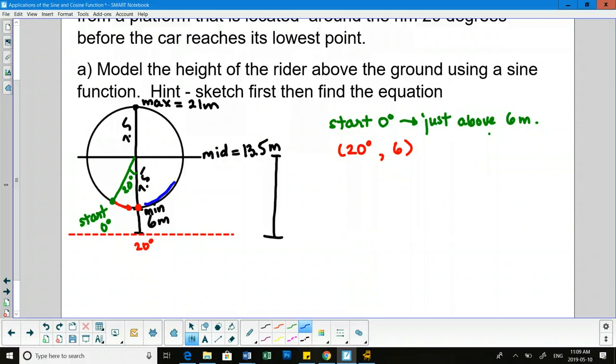Next location, we're going to slide up to the middle location. How far have we rotated from the start now? 110. How did you get that 110? 20 plus 90. Yeah, so this is 90 right here, and that was 20. So if I do 20 and then a full 90, I'm at 110. And what is my height above the ground here? 13.5. Awesome.